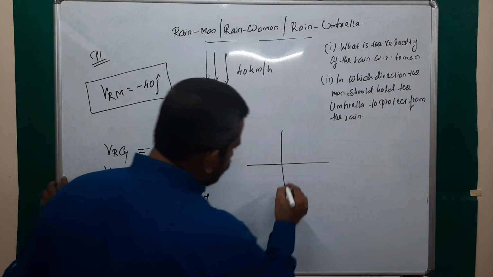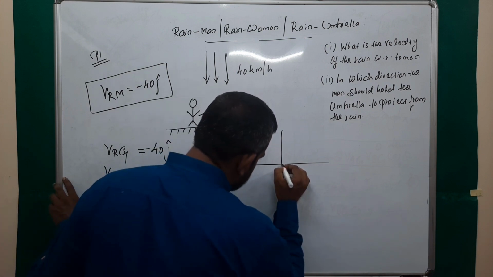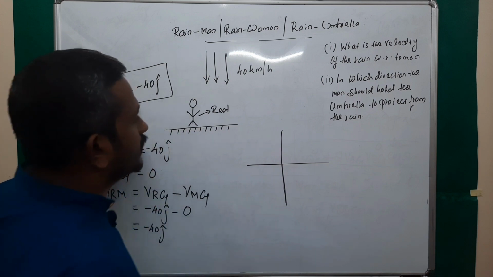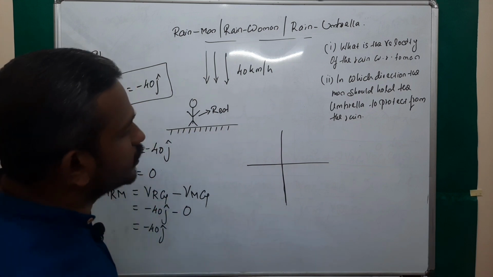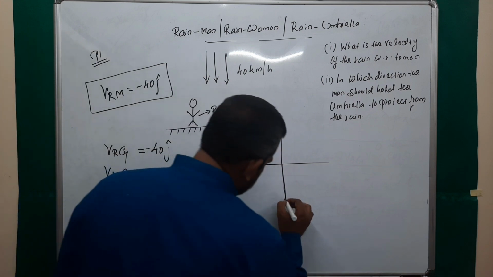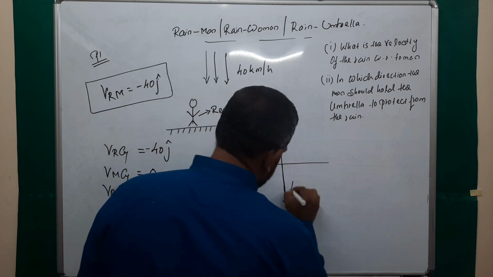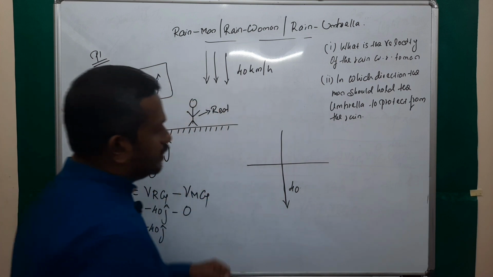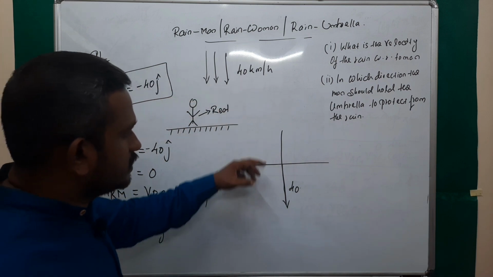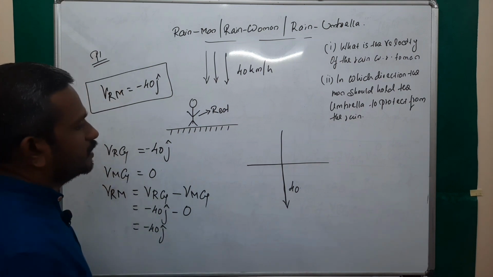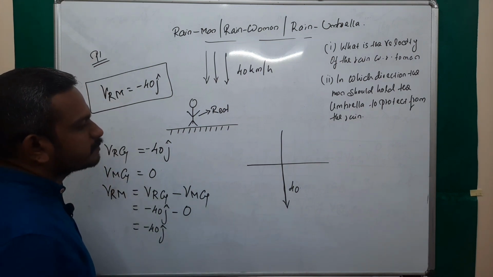So that is minus 40 j cap. So it is in this direction. Okay. Negative j cap is the unit vector, that is the negative y-axis. So 40, the speed of 40. So the man sees the rain falling vertically downwards.